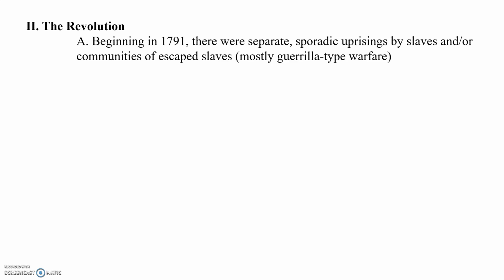Instead, what you saw was communities of Marrons, Maroon communities, aiding and abetting these rebellions, and they're trying to help people gain their freedom. Now, this is mostly guerrilla type warfare where you strike and retreat. This is because the enslaved people don't have the means to actually hold territory.